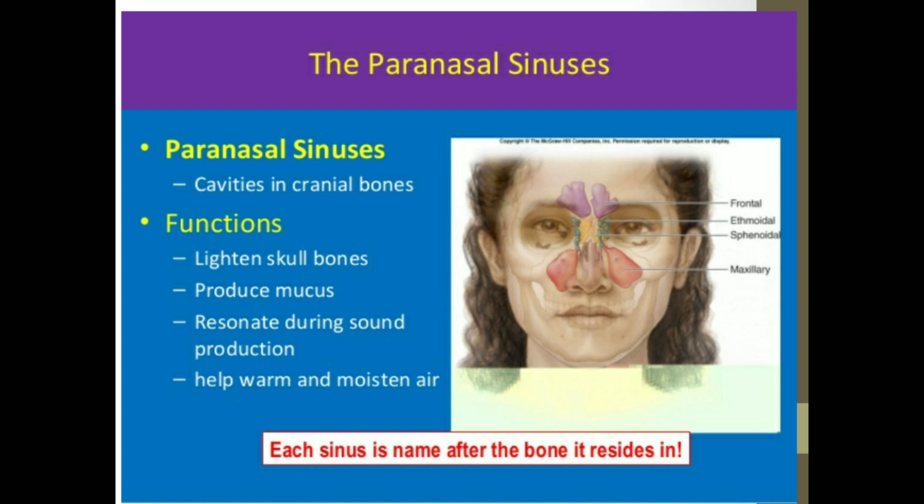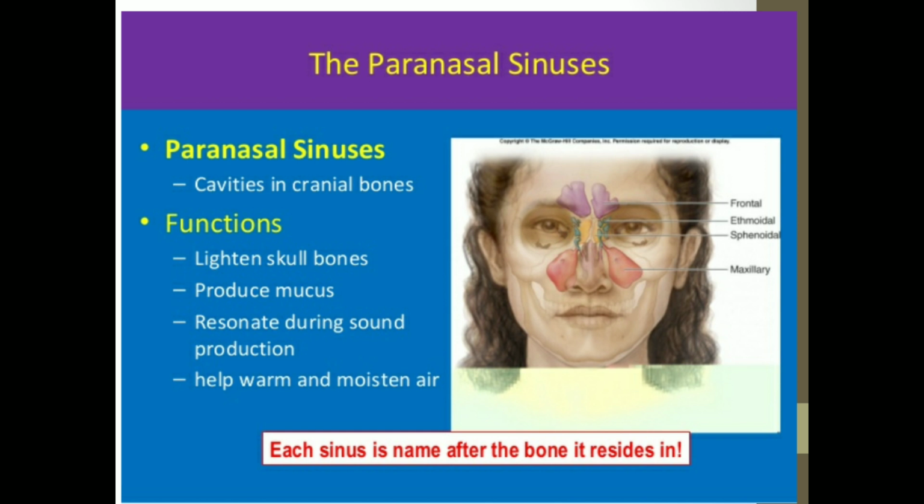Okay, so paranasal air sinus means cavities in the cranial bone. In your skull bone, there are cavities. What are the functions? First, they lighten the skull bone, and they produce mucus. They add resonance to your voice. If you see the voice in normal and in cold, the voice will be different when you get a cold. They resonate during sound production, and when you inspire the air, it gets warmed up and moistened. All these are done by the presence of paranasal air sinuses.